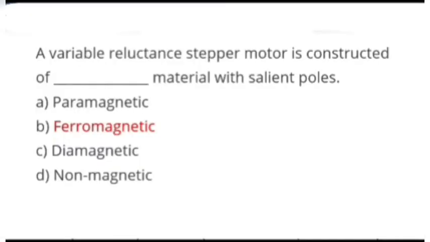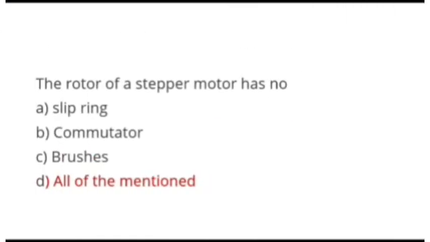A variable reluctance stepper motor is constructed of material with salient poles. Options are paramagnetic, ferromagnetic, diamagnetic and non-magnetic. So correct answer is ferromagnetic. Next question is, the rotor of a stepper motor has no. Options are slip ring, commutator, brushes and all of the mentioned. So correct answer is all of the mentioned.